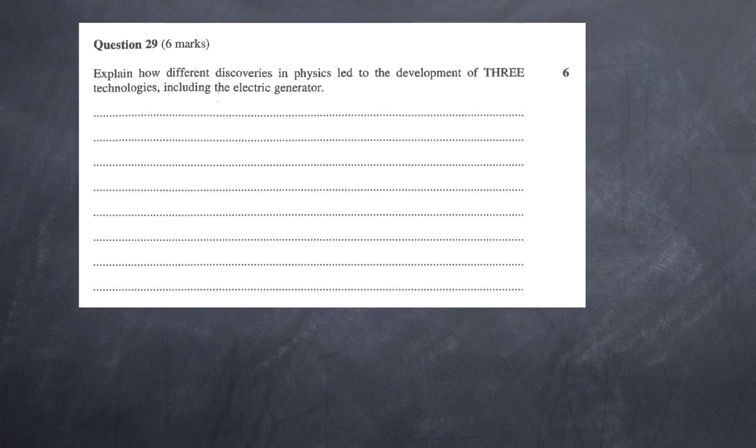Question 29. It says explain how different discoveries in physics led to the development of 3 technologies, including an electric generator. I'm not going to go at length into this particular question. It's worth 6 marks, so one could surmise 3 technologies means 2 marks each. So you're really looking at a discovery and, of course, cause and effect that leads to a technology. Now, you already have a technology, the electric generator. So you've got the generator, and you need to refer to that.